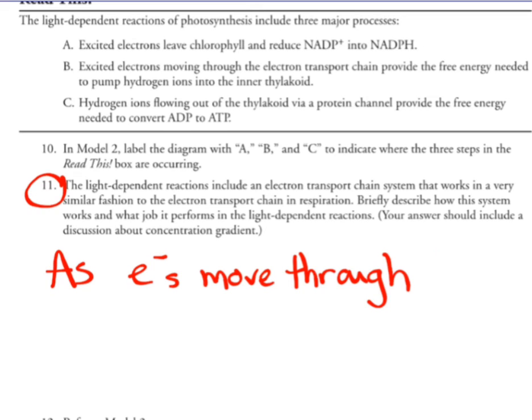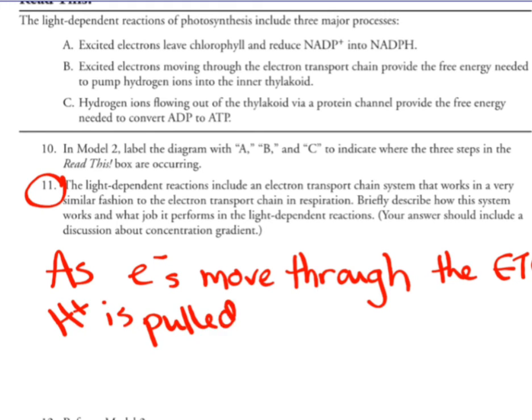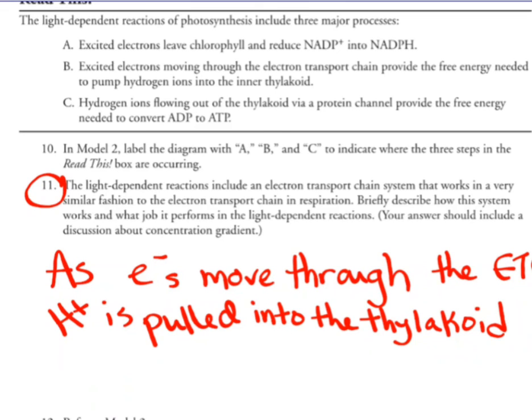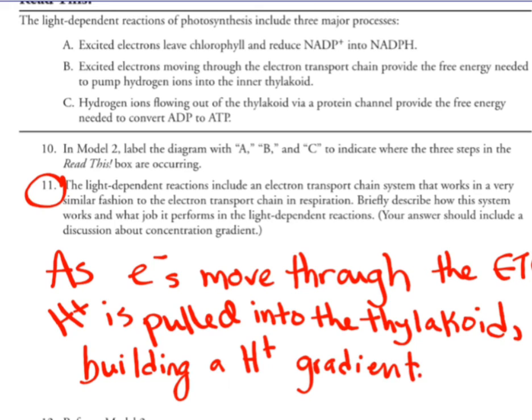As electrons move through the ETC, hydrogen is pulled into the thylakoid, building a what? Yeah, building a proton gradient. Okay, and make sure that you know H plus and proton interchangeably, because you could see both of them. It could say a hydrogen gradient or it could say a proton gradient.